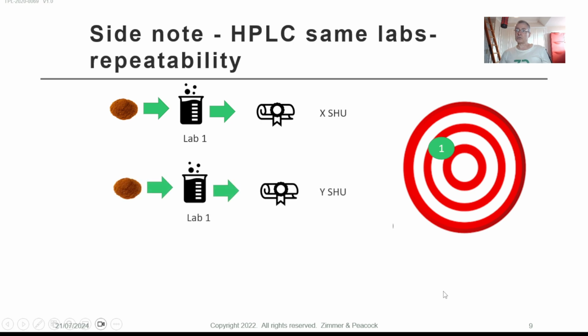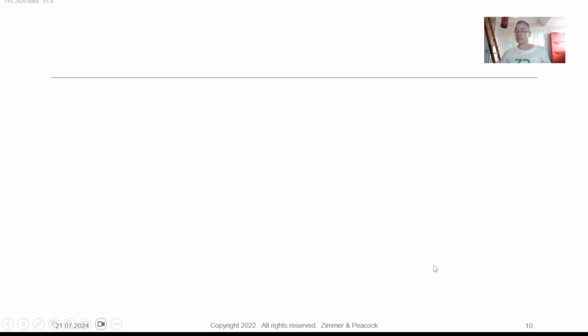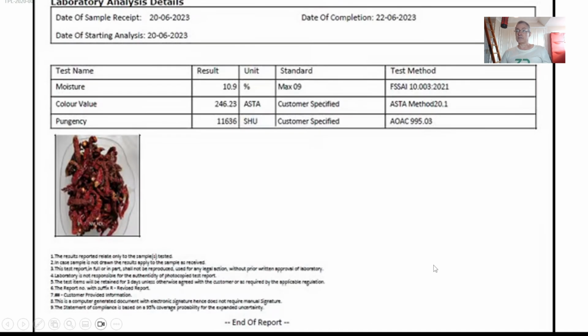You may also send the same sample to the same lab on different occasions with different names, and you'll get 3 different results back. People sort of take the HPLC result or certificate as it must be accurate. But if you actually start to test different labs, or even the same lab, you'll find that the results are in different places.